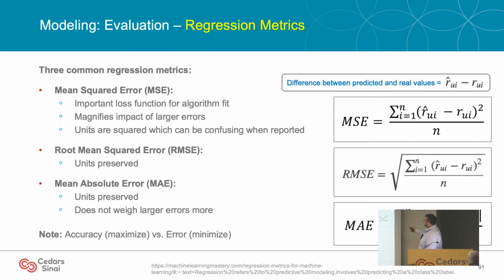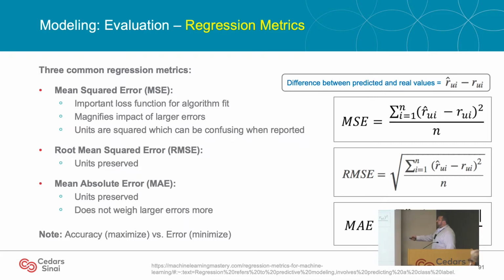And so we take that difference, we square it, we sum them up, and we divide by the number of instances. And that's the mean squared error. Mean squared error is also really important as a loss function for a lot of machine learning algorithms, and we'll touch on this when we get into talking about how some algorithms work. Notably, it magnifies the impact of larger errors because of the power of 2, right? So anything that is a larger difference is going to have a larger impact on the model performance.